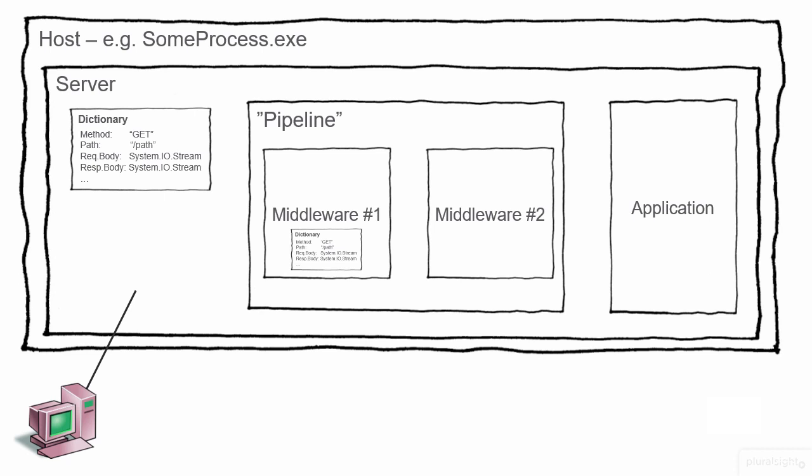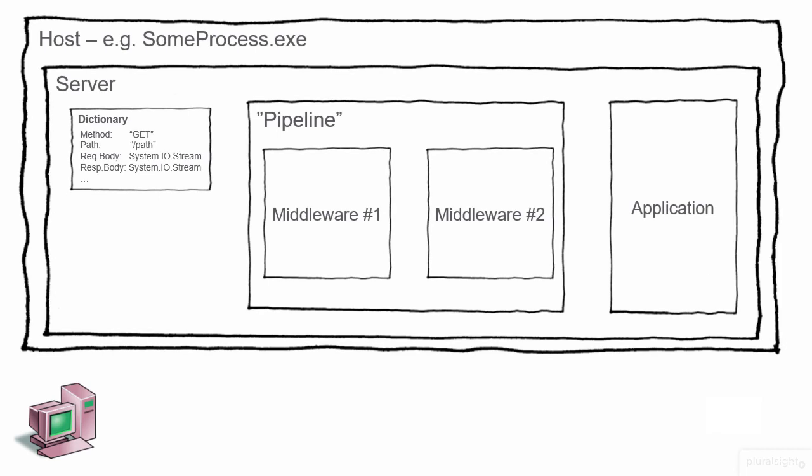Once the dictionary reaches the beginning of the pipeline, the server is notified of the completion of the processing by the task that was returned from the app func. The server then finalizes the sending of the response to the client before closing the connection.